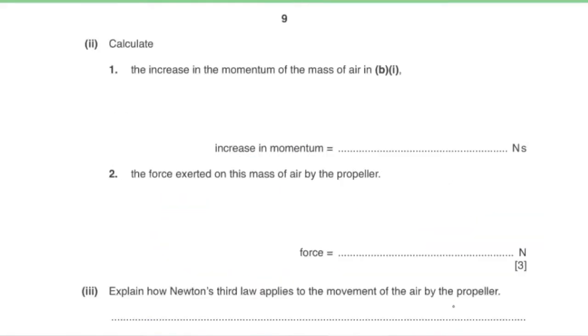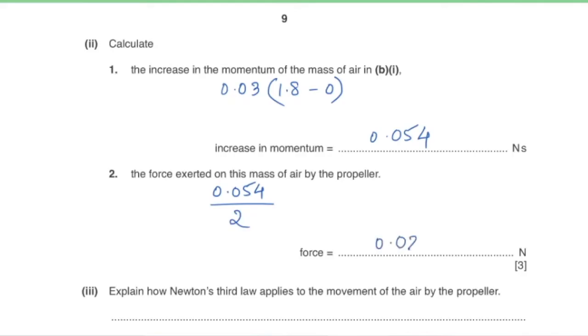Part 2, calculate the increase in the momentum of the mass of air in B part 1. So initially air molecules were stationary and they get propelled at speed of 1.8 meters per second. So change is going to be mass multiplied by change in velocity, and that's 0.054 newton seconds. The force exerted on this mass of air by the propeller, so force exerted is equal to change in momentum divided by the time taken for this change in momentum, that's 2 seconds. And the force being exerted is 0.027 newtons.